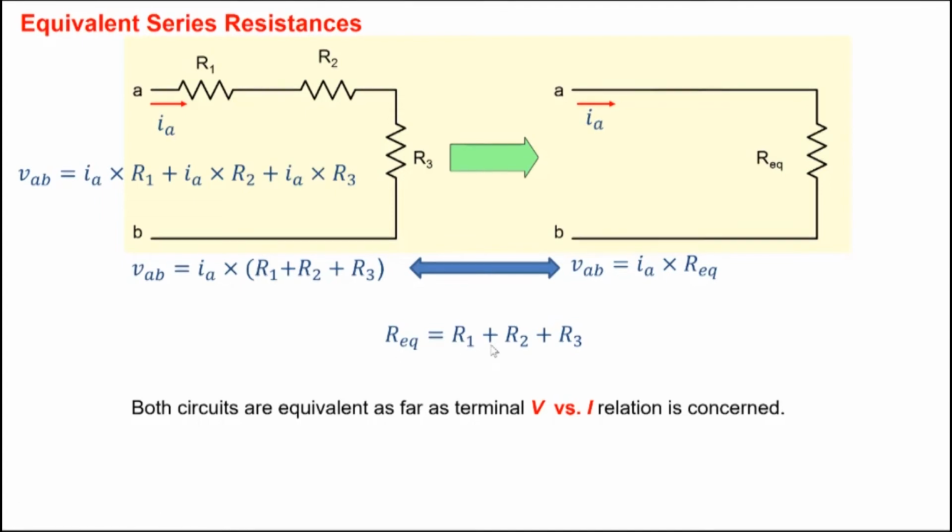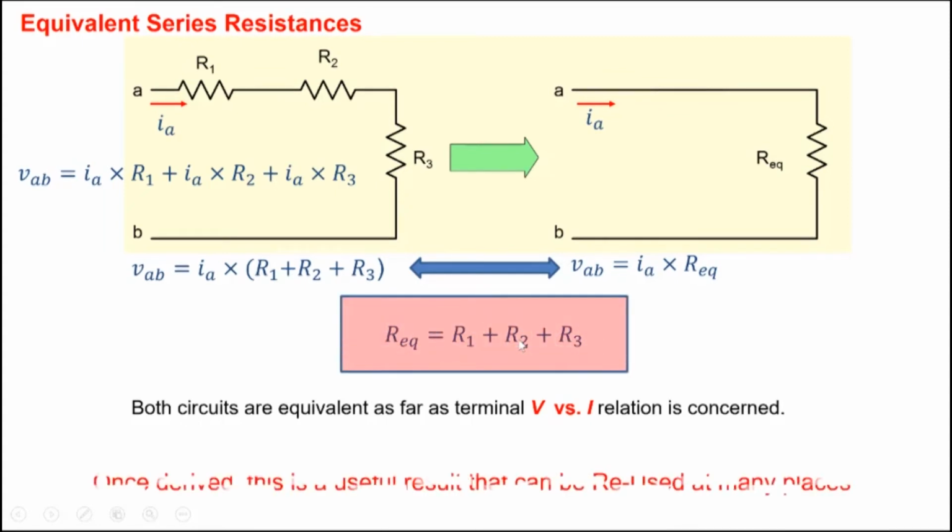But then the idea is that wherever you see series connected resistors, let's say several resistors, you can combine them into one single resistor. So that's a result we would like to reuse wherever it is convenient to simplify circuits and simplify analysis. It has been derived using KVL and KCL, but every time we see R1 and R2 and R3, we are not going to apply KVL and KCL again to analyze that part of the circuit. We'll replace it by this result. Once derived, this is a useful result that can be reused at many places. So don't analyze circuits from scratch. Reuse certain results at places where you find that you can apply them.